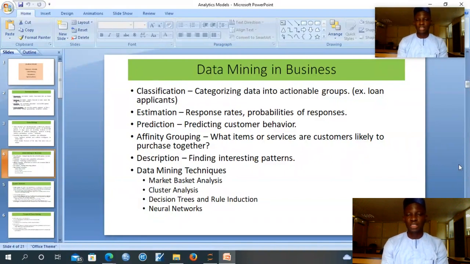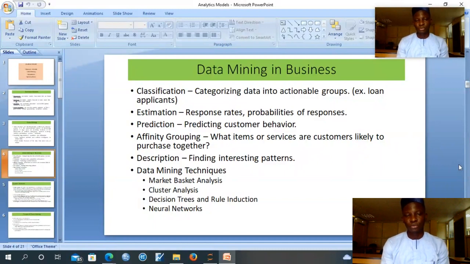Affinity grouping. What items or services are customers likely to purchase together? The items that they demand that are complements. That you find out that if somebody buys this, they also buy the other one. That you can put together or advertise together.